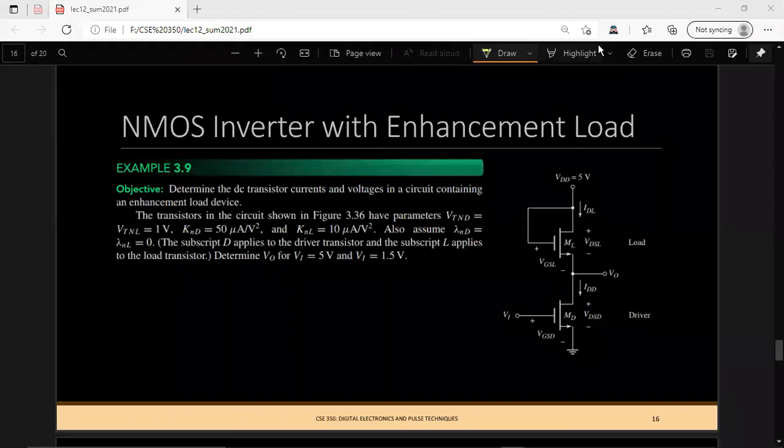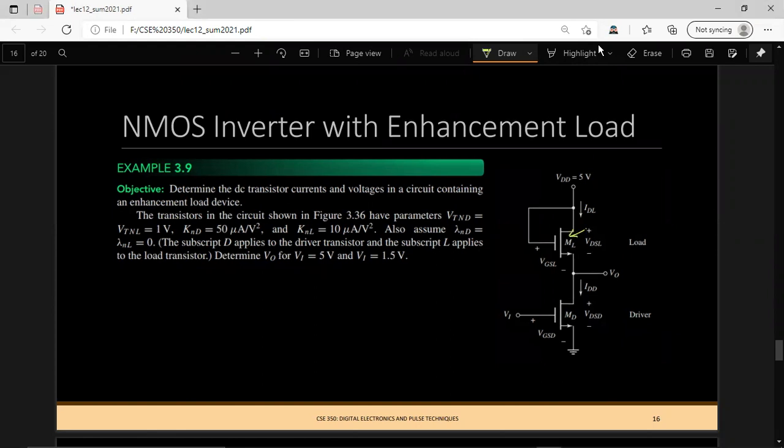Okay, so now we are going to use the NMOS inverter with enhancement load. You can see this is an enhancement type NMOS. Because it is replacing the load resistance, we are calling it enhancement type load.